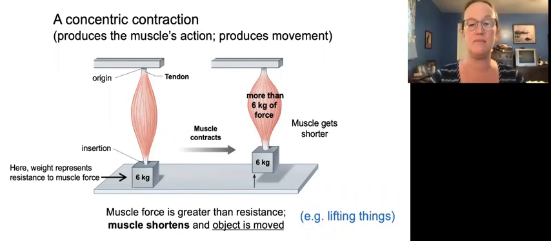So if you were going to lift something, you would have to create a force that was greater than the weight of the object that you are going to lift.